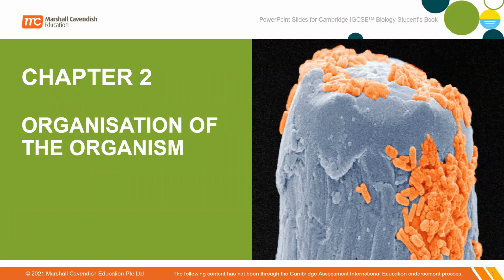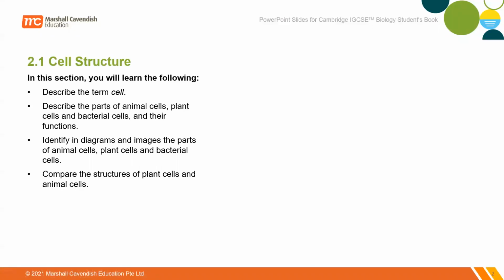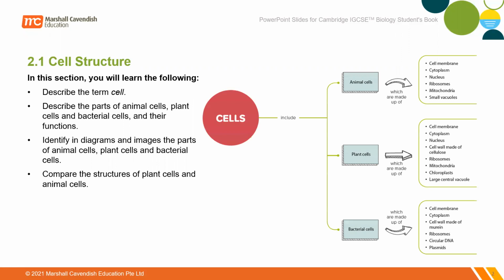Hi again. So now we will talk about topic 2, organization of the organism. In this topic, we will talk about the cell structure and cell adaptation, and we will learn about the term cell, the level of organization. So we will start with the cell, group of cells forming what, group of tissues forming what, and so on. And finally, we will compare between the structure of plant cell, animal cell, and bacterial cell. This will be for the first part.